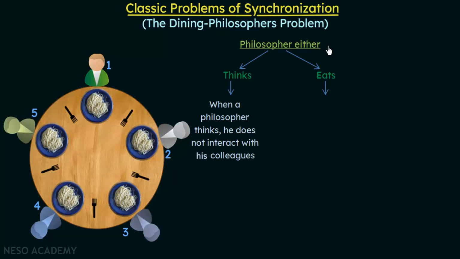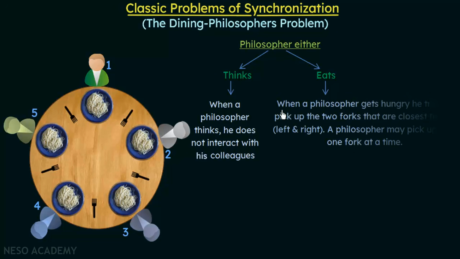As I told you, the philosophers can be in 2 states, the thinking state or the eating state. When a philosopher is thinking, he does not interact with his colleagues. He just minds his own business, thinks, and does not disturb anyone. Now when he eats, what happens? When a philosopher gets hungry, he tries to pick up the 2 forks closest to him, left and right. A philosopher may pick up only 1 fork at a time. This is also an important thing. He needs 2 forks for eating, but he cannot pick up both forks at the same time. He will have to pick up 1 fork and then after that pick up the other fork. So that is also an important thing we need to keep in mind in this problem.